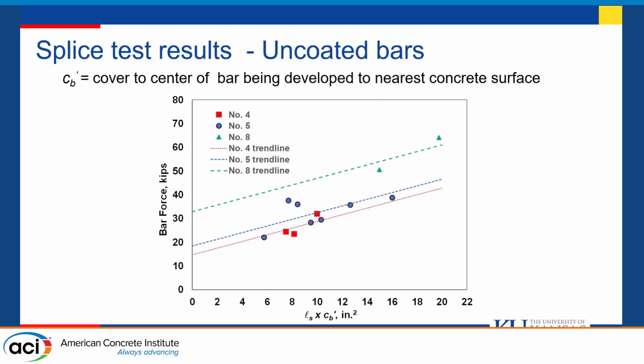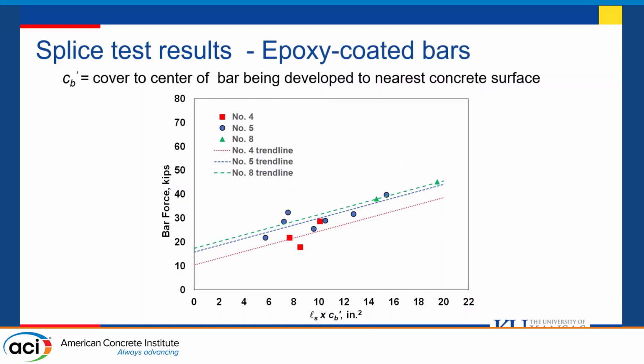And you can see from the dummy variable analysis, we obtained 3 best fit lines for number 4, number 5, and number 8 bars, which are represented as number 4 trend line, number 5 trend line, and number 8 trend line in the plot. Here you can see bar force increases in a linear but not proportional fashion with the product of splice length and cover. Also, larger size bars exhibit higher bar force compared to smaller bar sizes for the same value of product of splice length and cover. We performed similar analysis with epoxy coated bars, and we observed similar types of results for epoxy coated bars also.